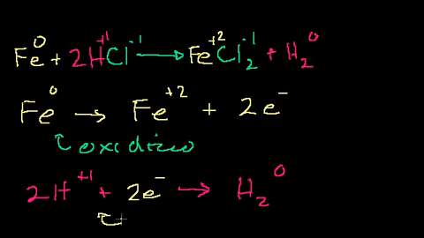So they were reduced. And what were they reduced by? They were reduced by the iron. What was the iron oxidized by? It was oxidized by the hydrogen. What about the chlorine? The chlorine has a -1 oxidation number here. It has a -1 oxidation number here. It was neutral relative to the redox reaction.